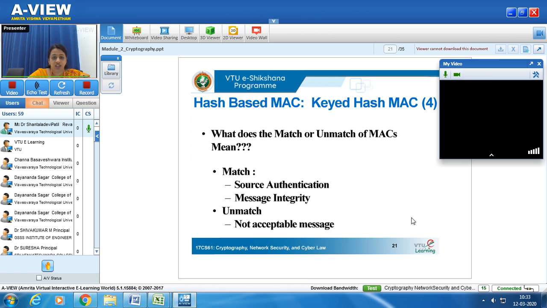So if there is a match, it means the message is authenticated. Along with that, it is integral. If there is an unmatch, we do not accept it. We say that the message is tampered.